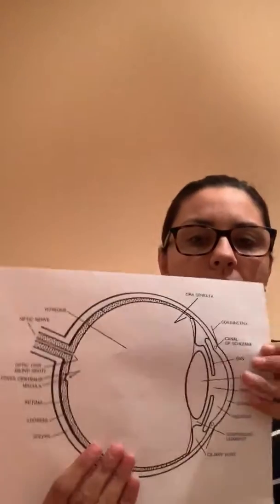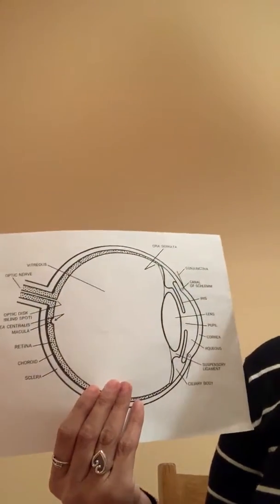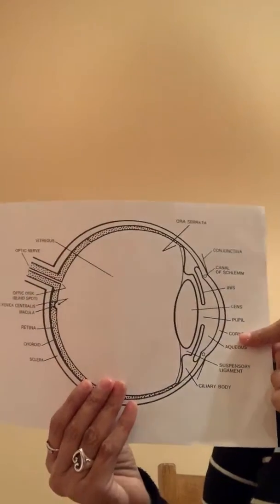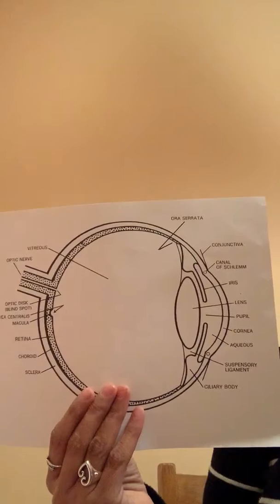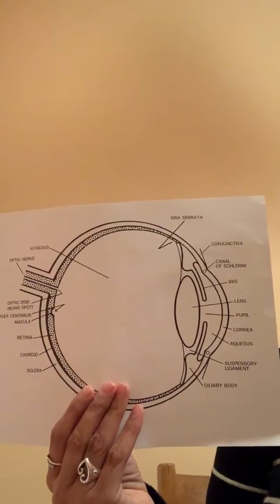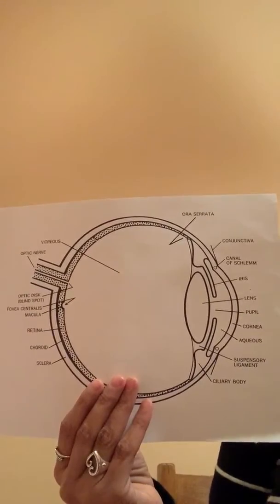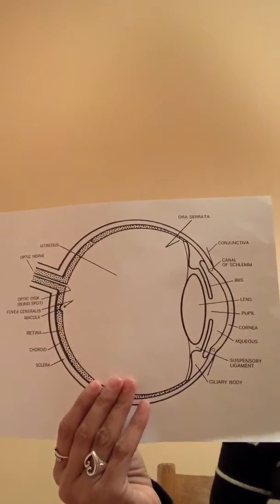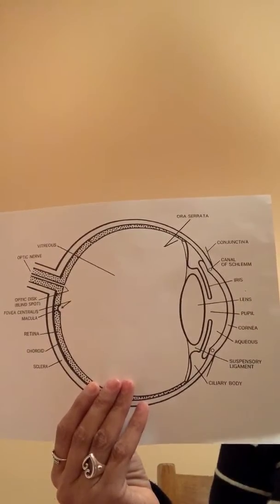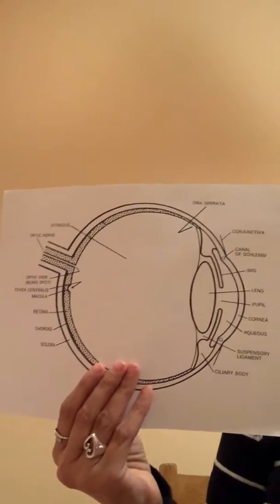Okay, I'm going to go ahead and start with the cornea. Right over here, cornea. And the cornea is the transparent outer protective layer of the eye. It is the only transparent tissue in our body, which I find quite interesting. Its function is to provide the major refraction of the eye.